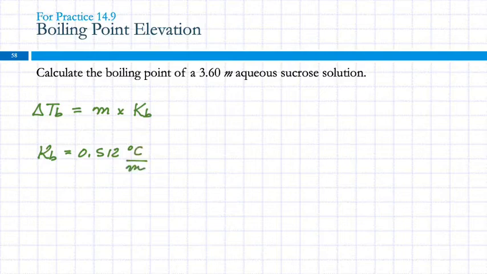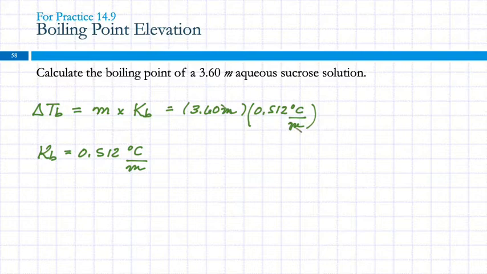How do I know that water is the solvent here? It says aqueous. Okay. So I'm handed the molality, 3.6 molal. They could make us calculate that, but they're tired of being mean. 0.512 degrees Celsius per molal. Those cancel out.